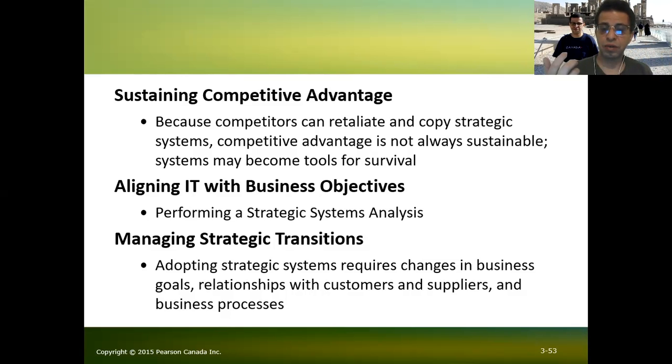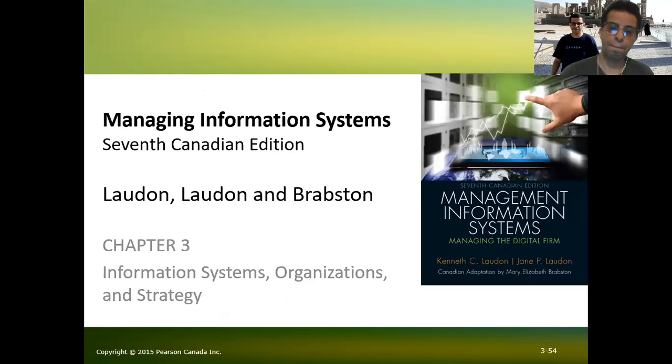Managing a strategic transition: adopting a strategic system requires changes in the business goals, relationships with the customers and suppliers, and business processes. So you're not looking at your internal request, you look at what the customer wants, what the supplier wants from you, and the whole environment, and you set up your IT solution accordingly.